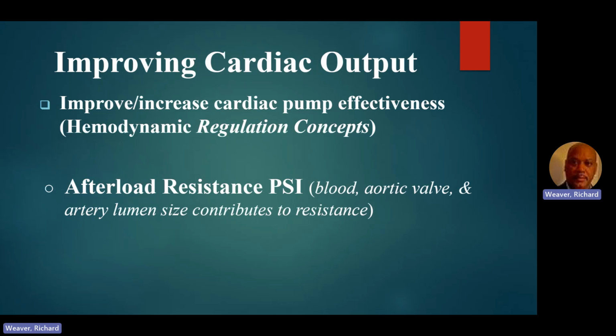And it takes quite a bit of strength from the left ventricle to push the doors of the aortic valve open to eject its contents into the arterial circulation. So that also contributes to the afterload resistance. The last element that contributes to afterload is the arterial lumen size. And what we're talking about here is the size of the arteries. When the arteries are very constricted, then the resistance is going to be much higher. If the lumen size of the artery is dilated, then the resistance is much lower.